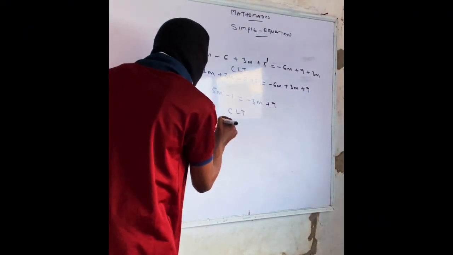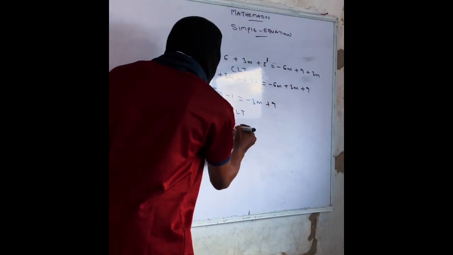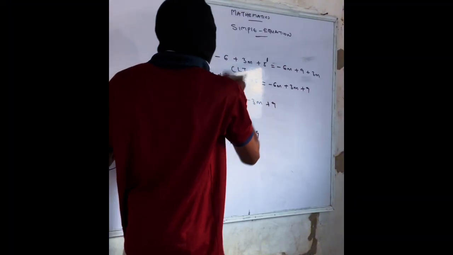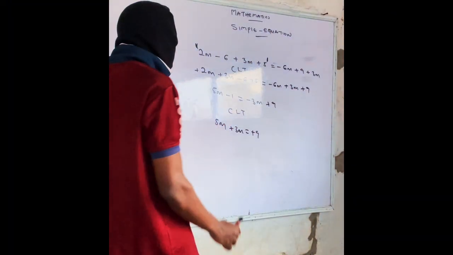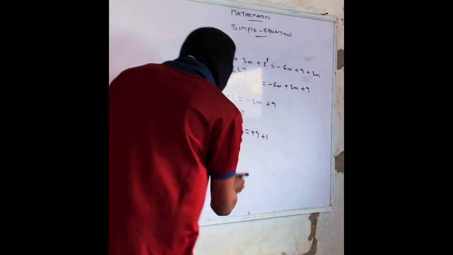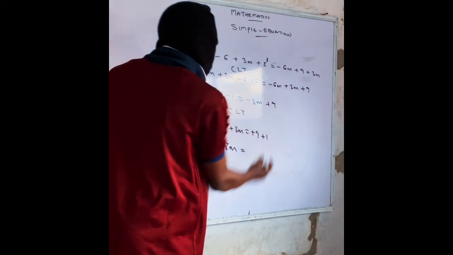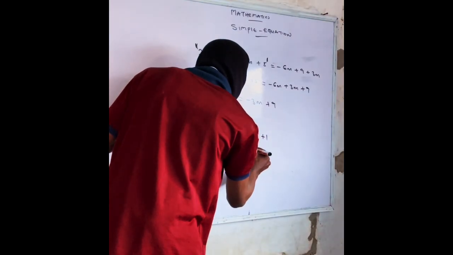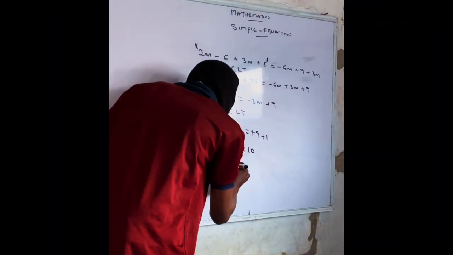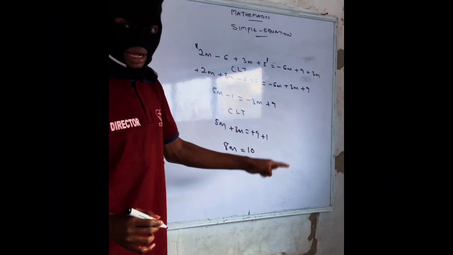Now you have 5m. This minus 3m, if it crosses over, if we change to plus, that's plus 3m, equals, this 9 is already here, so you must leave it. Plus 9, minus 1 crossing over becomes plus 1. Very simple. Now 5m plus 3m will give you 8m equals, plus 9 plus 1 will give you 10. So you are dividing both sides by the coefficient of m, which is 8. Dividing both sides by 8.